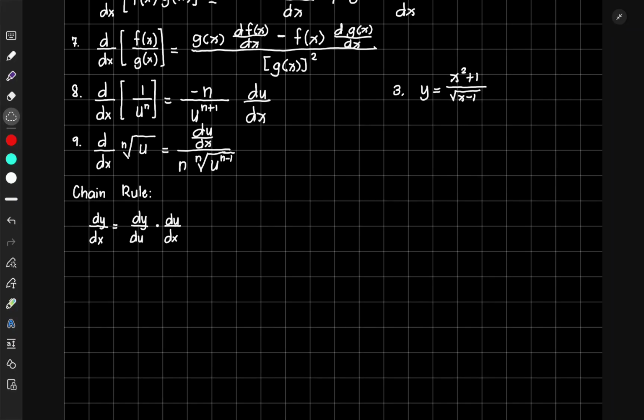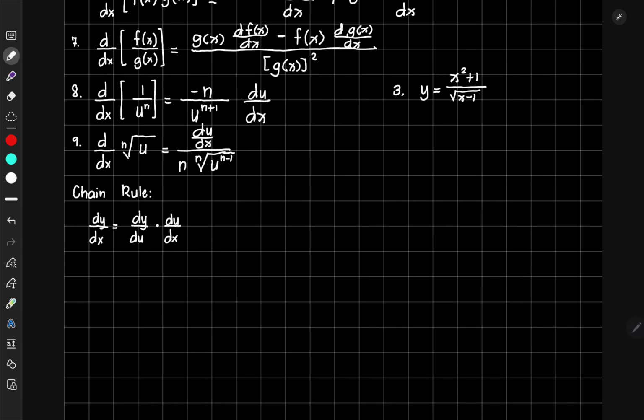Okay, so example number 3. So, we have the function y is equal to x squared plus 1 all over square root of x minus 1. So, we will use yung rule number 7, which is the quotient rule. So, yun yung pinaka-main na rule na gagamitin. And then again, we will use yung rule number 9, yung para sa radical. Meron din tayong mga power rule dyan. At saka constant rule.